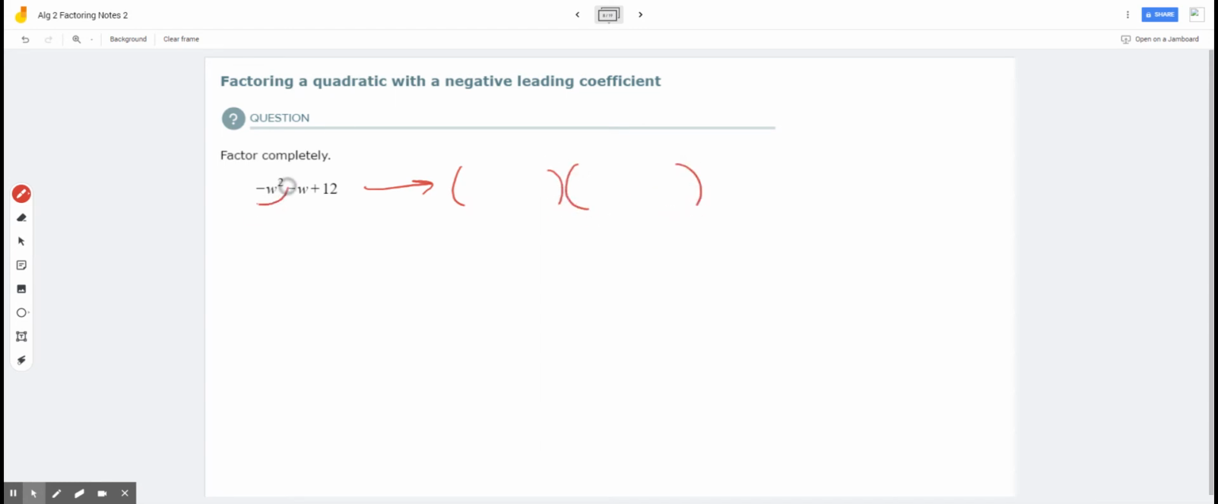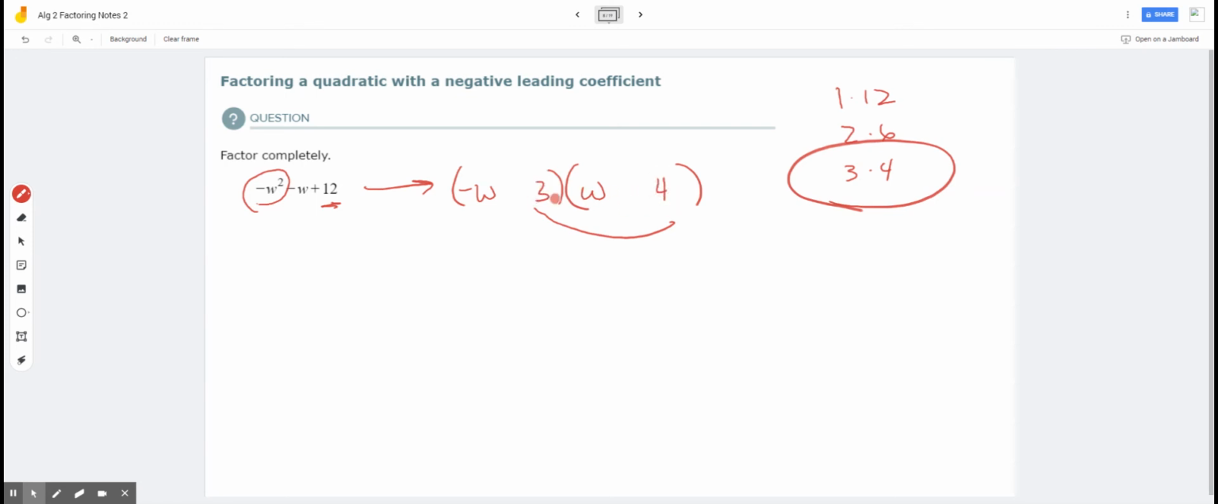Okay, we know that this has to be a negative, which means that one of these guys has to be a negative. We know that 12 has to be this. So write the factors of 12, and we're trying to get to 1. So 1 times 12, 2 times 6, 3 times 4. Most of you probably jumped to 3 times 4. Okay, now I'm going to write 3 and 4, and then I'm going to go ahead and multiply and figure out where the signs go. Okay, because I'm not sure.